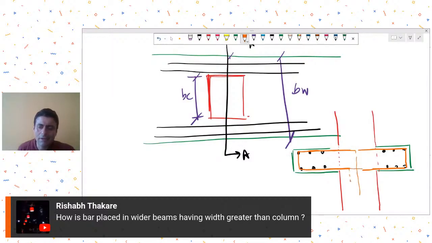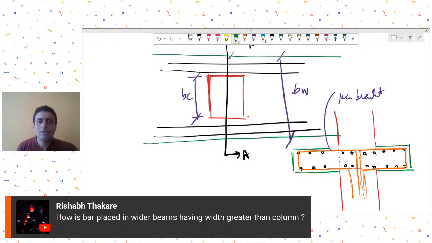The detailing will depend on the exact dimensions of the columns and beams that we have. Although I'm showing the bars like this right now, the accurate representation will be as per the appropriate dimensions for beams and columns. For these bars lying outside the column width, I can have this kind of a seat made out of reinforcement. This is a reinforcement bracket, and this will help me support the bars that are outside the column width.